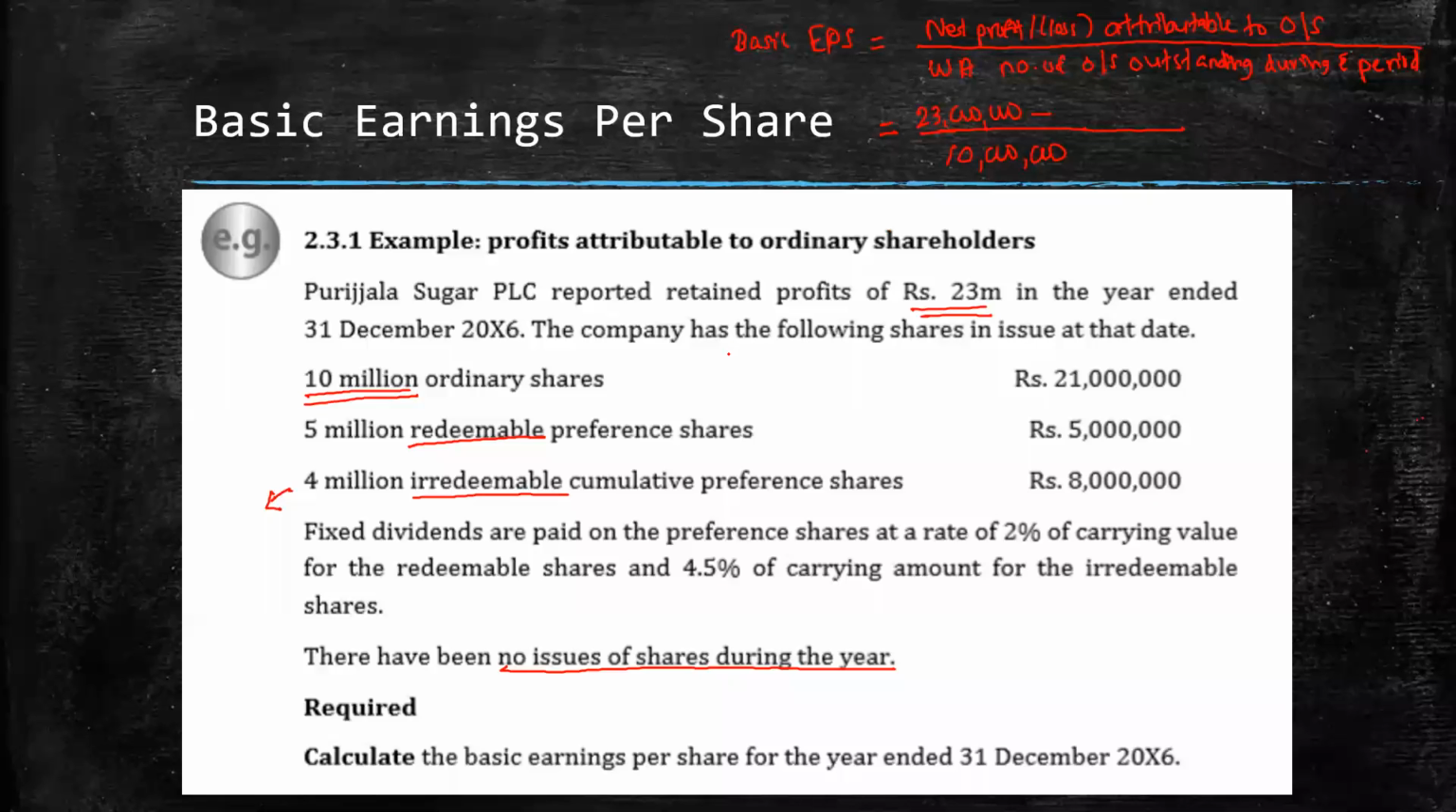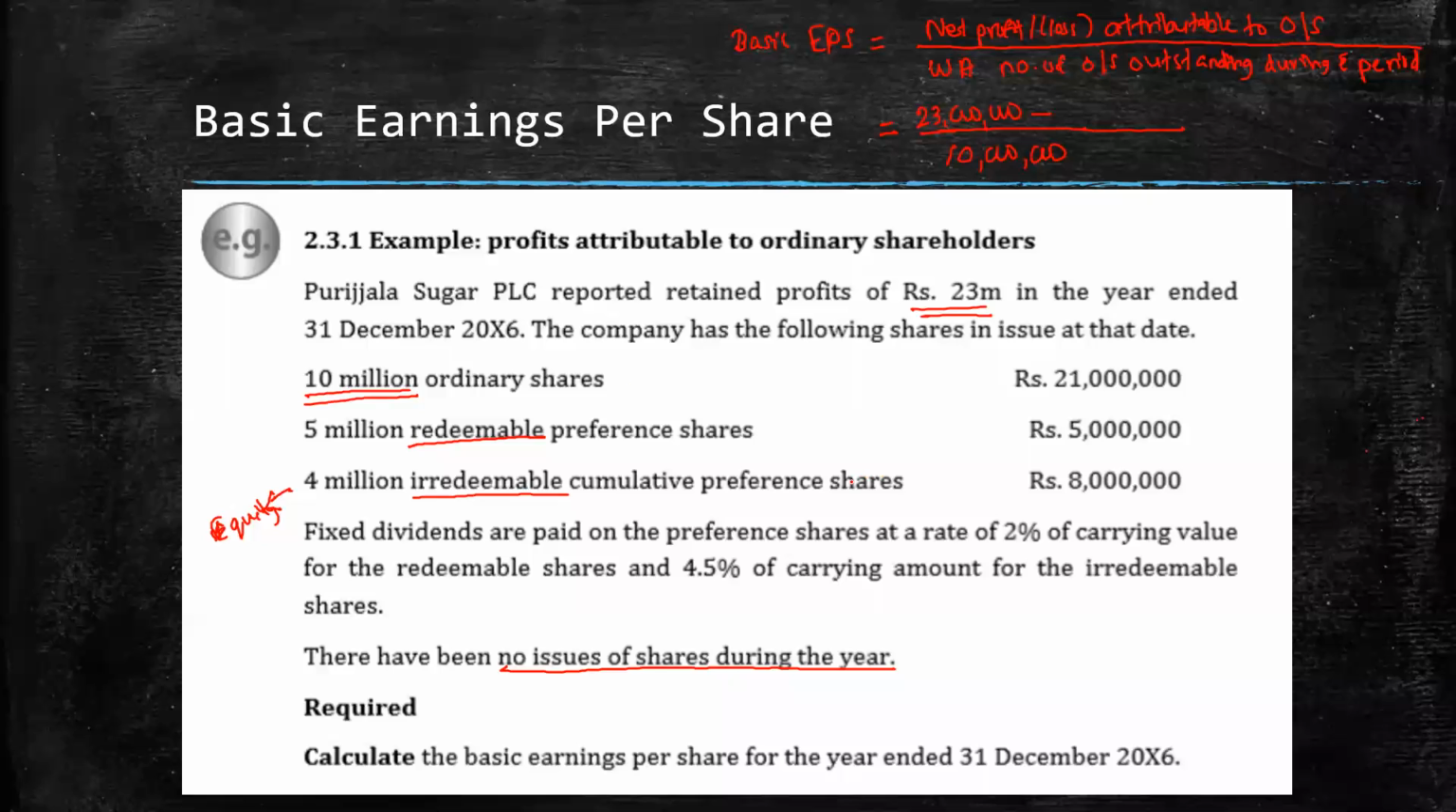Yeah, right. Irredeemable preference shares. Where do they appear? It comes under equity, right? We write it under ordinary shares, right? Not liabilities. It is coming under equity.